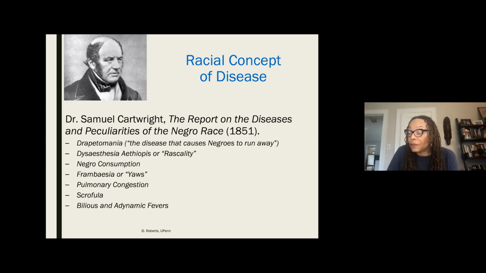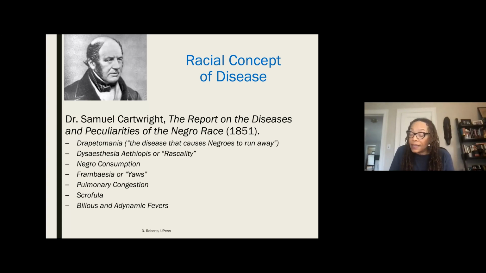experience common diseases differently. In the 1850s, Southern physician Samuel Cartwright contended that Black people had lower lung capacity than white people and were therefore healthy only when enslaved and forced to work by whites. In his 1851 report on the diseases and peculiarities of the Negro race, Cartwright described a list of diseases that he said were peculiar to Black people, all supposedly supporting his claim that enslavement was good for Black people's health. One of the most striking was his diagnosis of drapetomania, the mental disorder that supposedly explained why some Black people ran away from plantations.